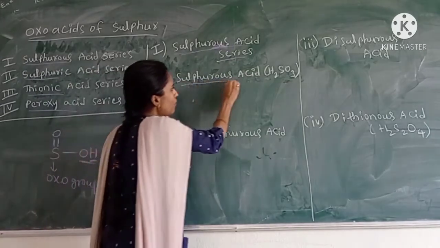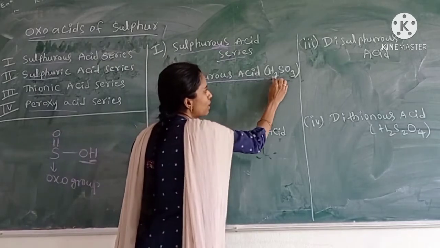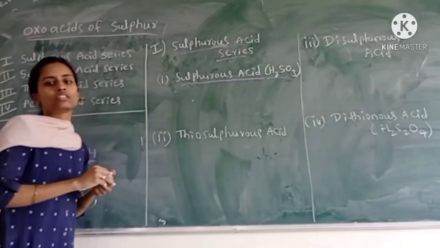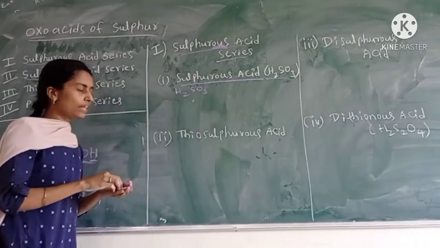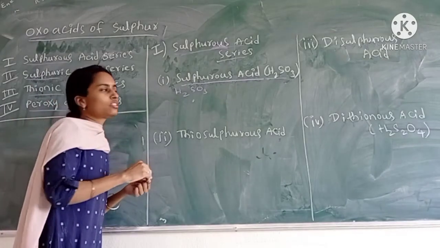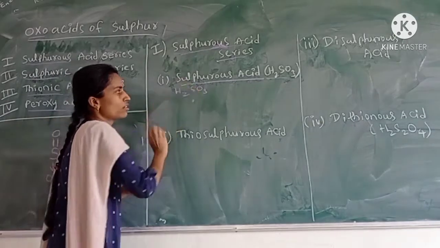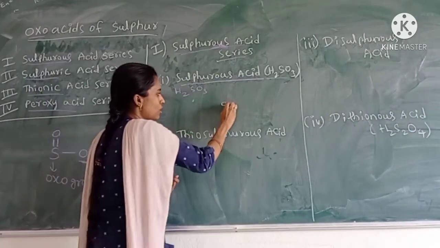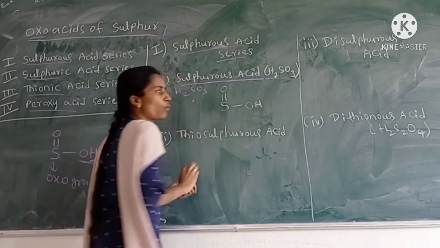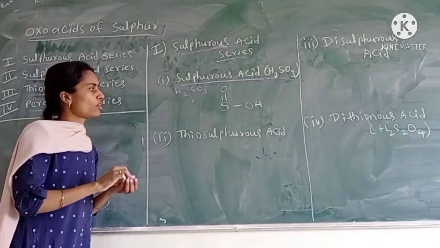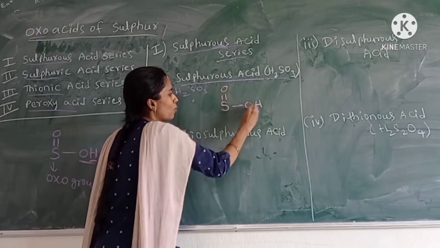So this is sulfurous acid, and the formula of sulfurous acid is H2SO3. We can easily write the structure of oxo acids by knowing the formula, so you just have to remember the formula. The oxo acid group means the basic structure is S double bond O and OH. This is the basic structure of an oxo acid: S double bond O, OH.